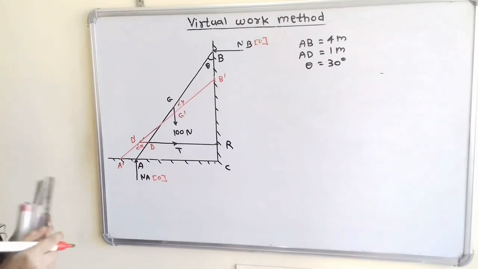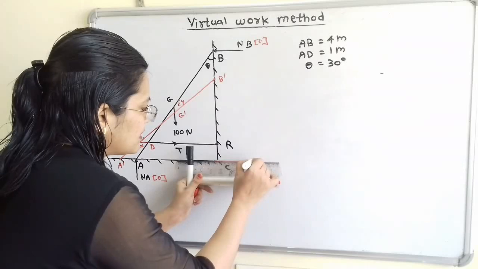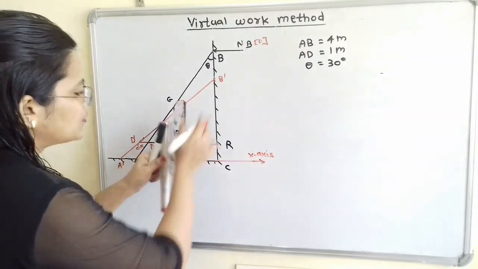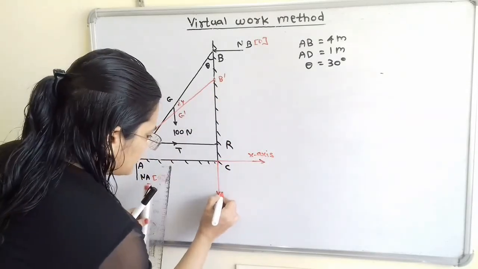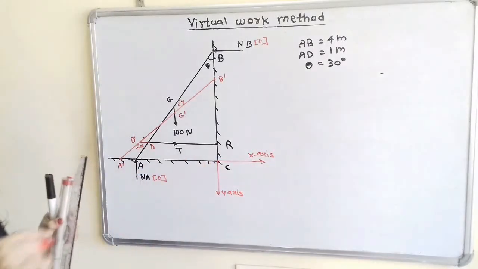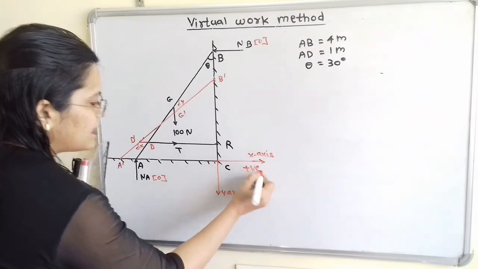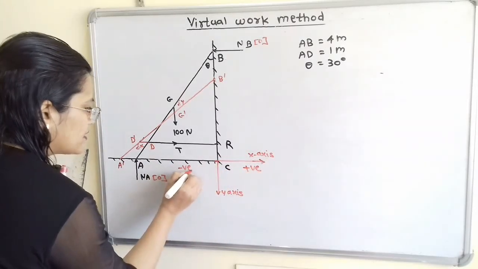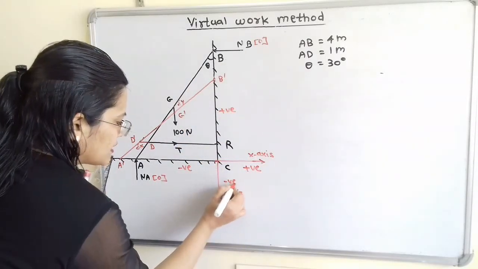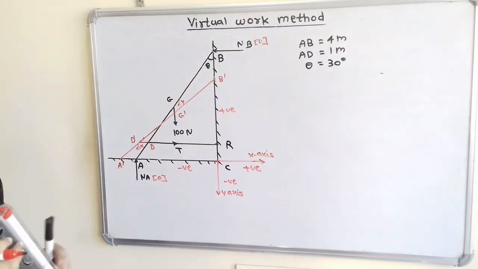So how to find this position? I will extend this horizontal surface as the x-axis and extend this vertical surface as the y-axis. Then point C is the origin. We know that values on the right-hand side are positive, values on the left-hand side are negative, values in the upward direction are positive and values in the downward direction are negative. So C is the origin, this is the x-axis and this is the y-axis.